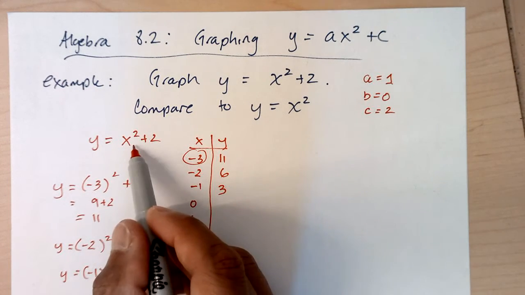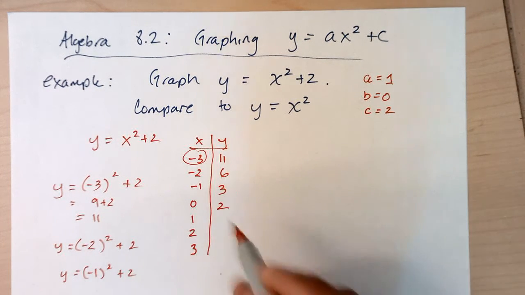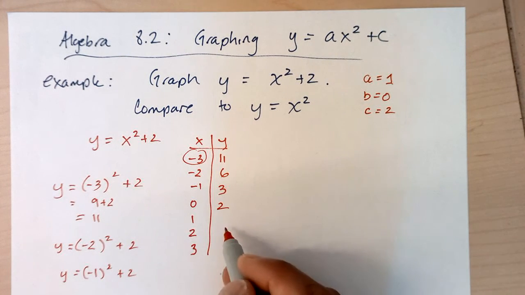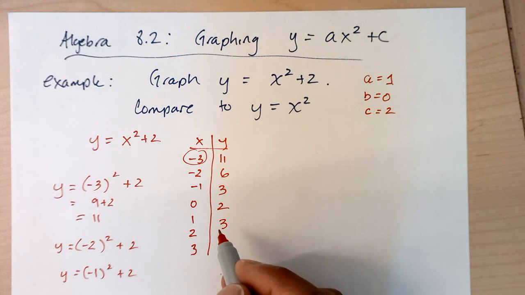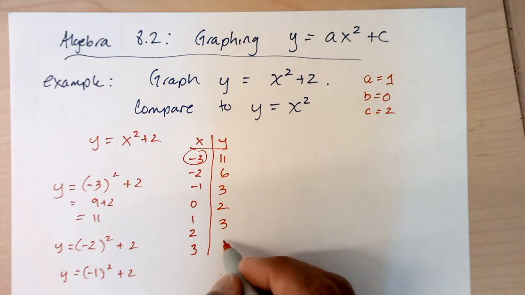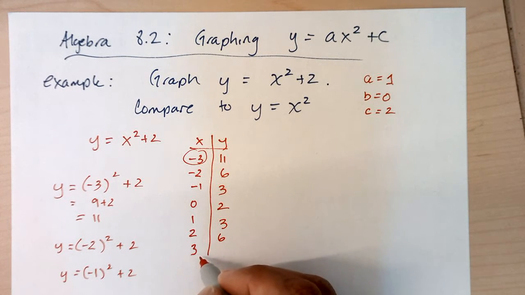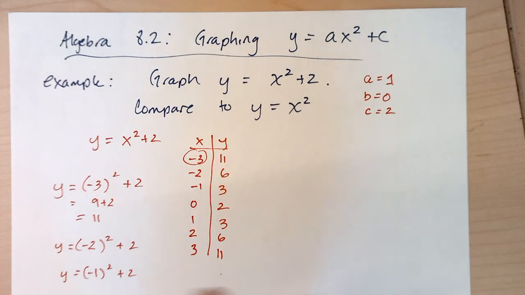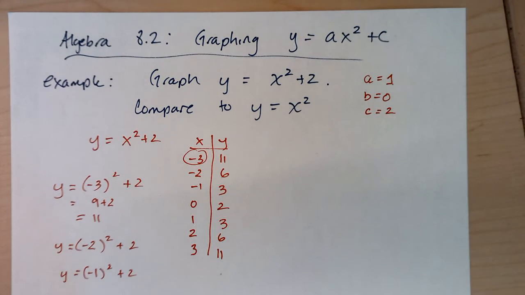0 squared is 0, plus 2 is 2. 1 squared is 1, plus 2 is 3. 2 squared is 4, and then plus 2 is 6. 3 squared is 9, and then plus 2 is 11. And then I'm going to graph these on a graph in a second here.